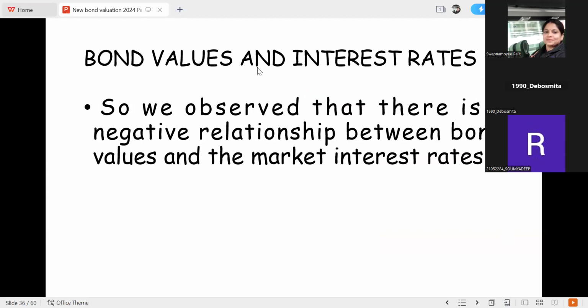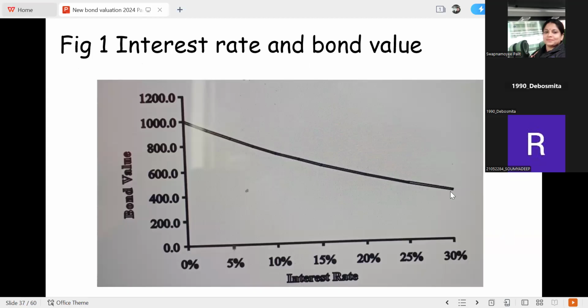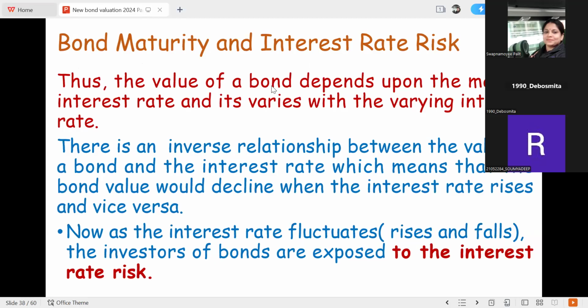What you observe now is that there is a negative relationship between bond values and the market rate of interest. One is high, the other is low, and vice versa. So you can see that the value of the bond depends upon the market rate of interest, and it varies with the varying rate of interest. If the market rate of interest is high, then the value of the bond will decline, because the market is giving a higher rate of interest, so very few people will be interested to invest in bonds.